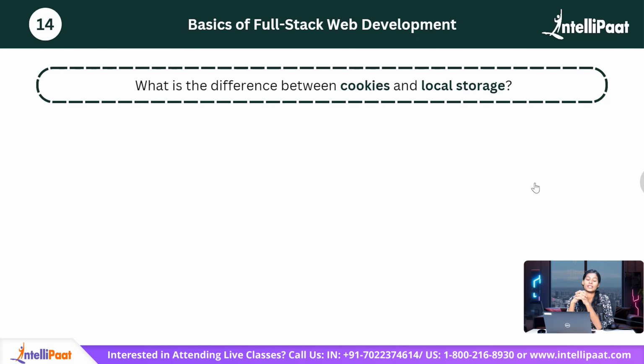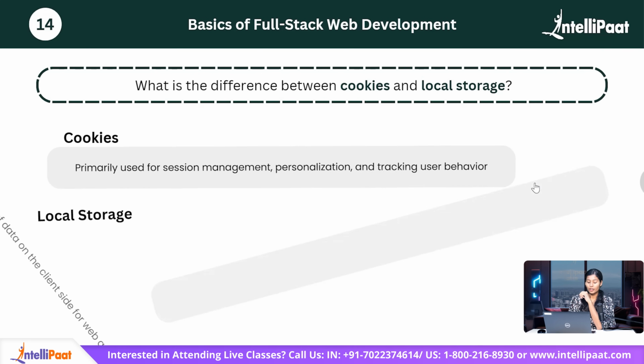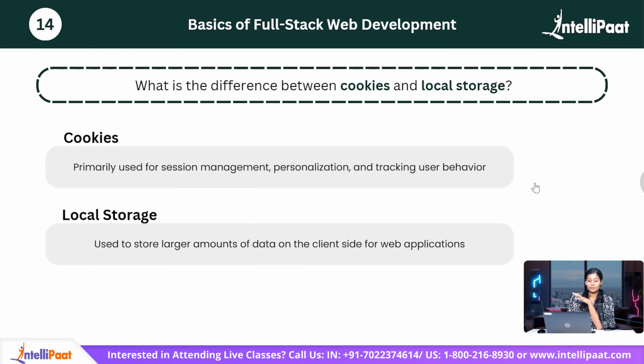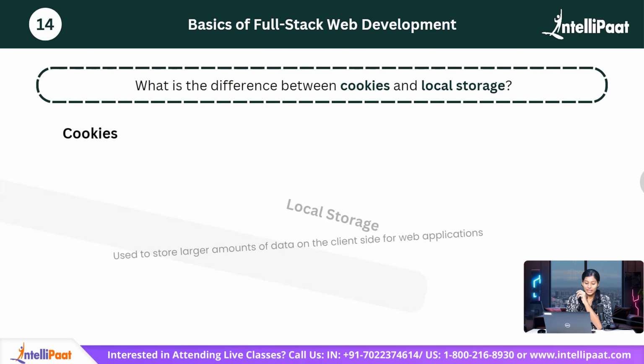One of the main differences between cookies and local storage is cookies is usually used to analyze and track user behavior in a particular website, while local storage is more like storing your permanent data. There are a lot of examples I can give you. Cookies are primarily used for session management, personalization, and tracking user behavior. We already know what session management is. Next is local storage, used to store larger amounts of data on the client side for web applications.